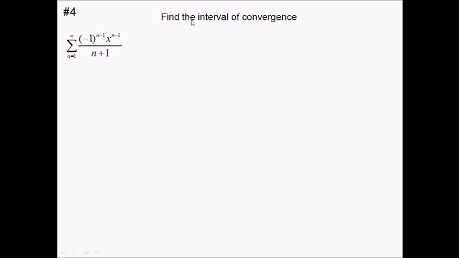On this problem, I want the interval of convergence for this series. So let me start by seeing if this is geometric. It's not. So I'm going to go ahead and use the ratio test instead to find the interval of convergence here. So I've got the limit as n approaches infinity of absolute value, so we can forget about this -1, of the n plus 1th term over the nth term. So the n plus 1th term is going to be x to the n plus 1 minus 1, so just x to the n over n plus 2. And now the nth term is x to the n minus 1 over n plus 1.